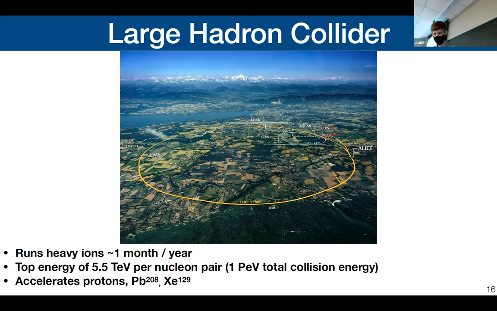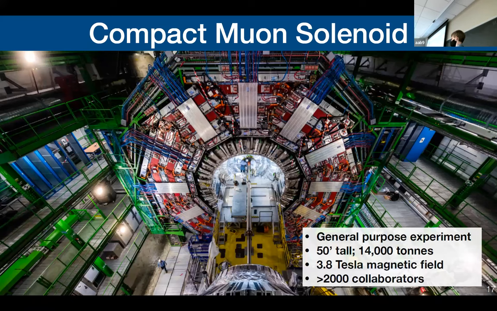So at the LHC, there are experiments where the two beams intersect. This is the one I work on. It's the Compact Muon Solenoid. It's a general purpose experiment, so it's also the experiment that, for example, discovered the Higgs boson along with ATLAS.